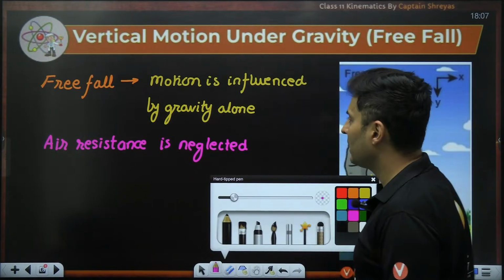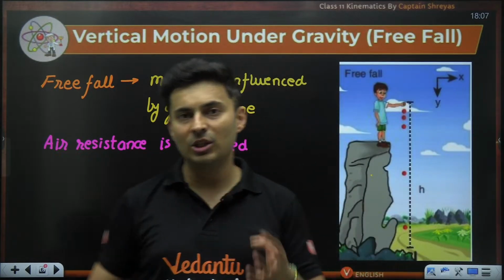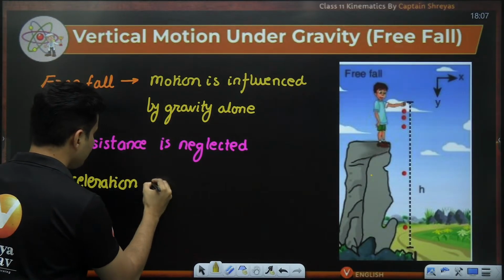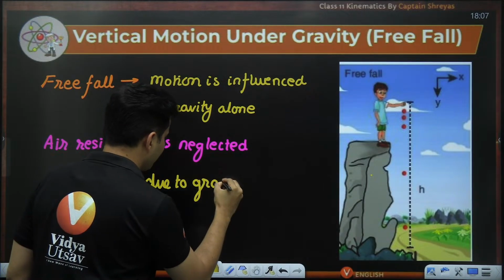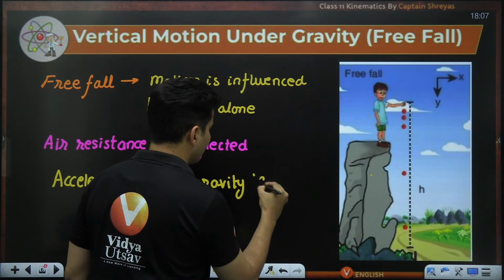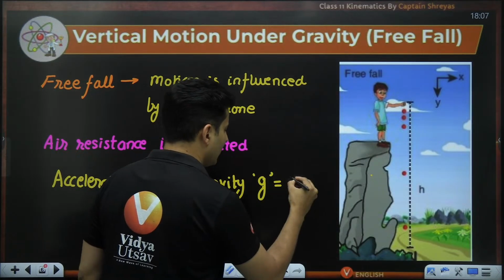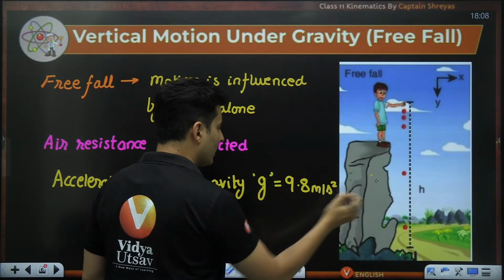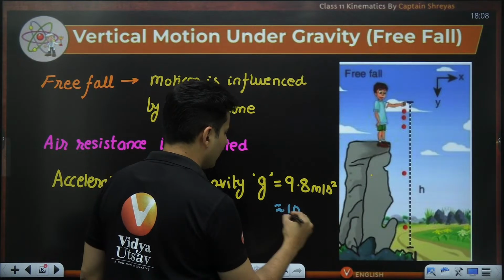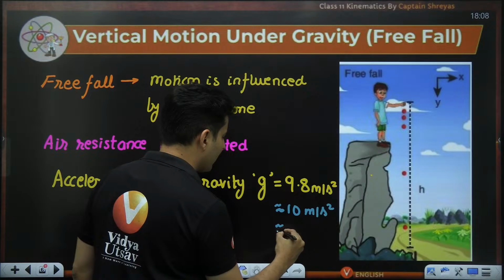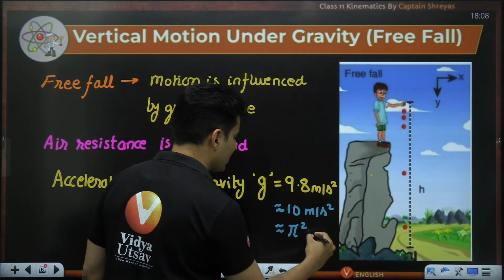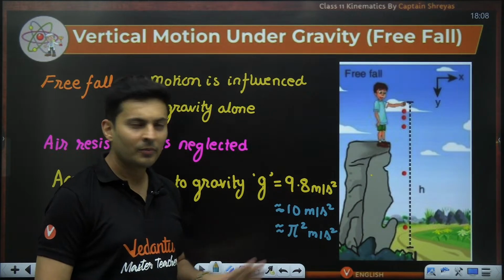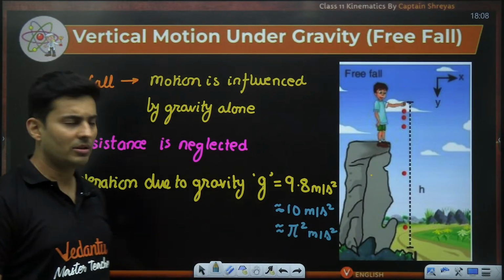Okay. Anyways, coming back to the next point, the acceleration which happens due to gravity is constant. The symbol for that is G. It is 9.8 meters per second square, but we can usually approximate it as 10 meters per second square, or even pi square meters per second square, because pi is 3.142. So if you square it, you will get close to 9.8. So these are the approximations usually used in most of the questions.